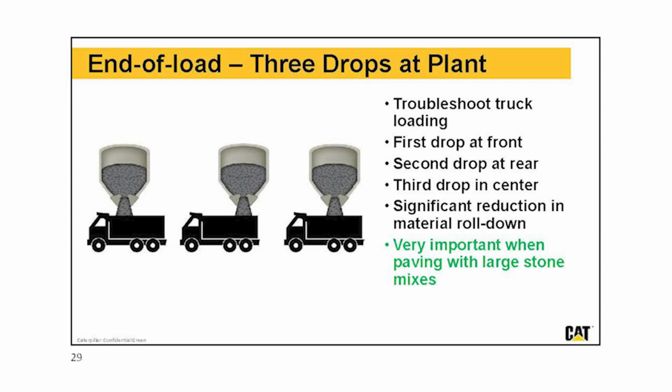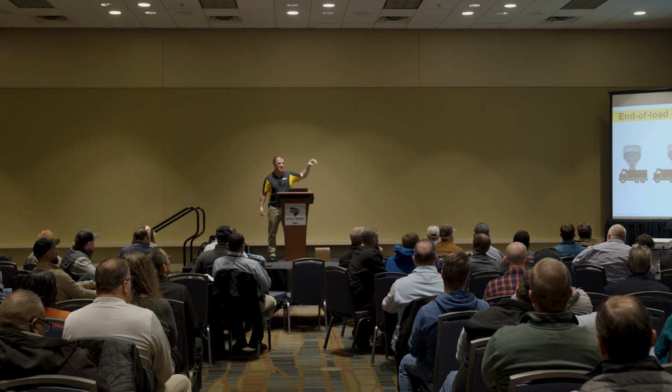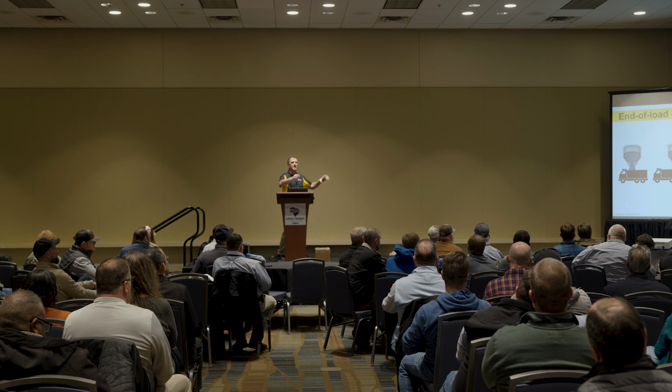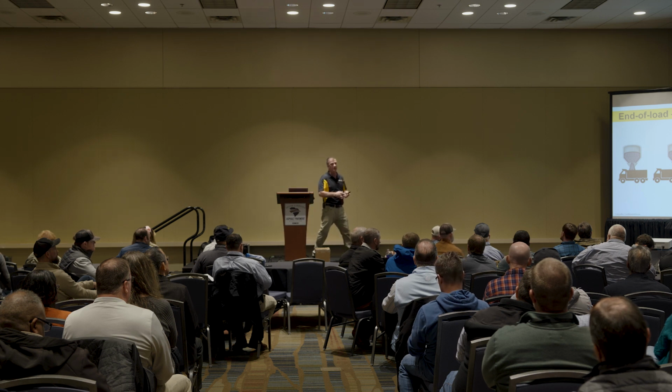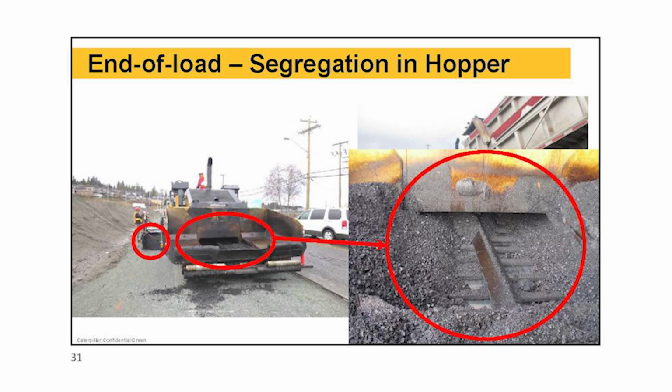So we get that end of load segregation from running that hopper level low. Drops at the plant, so loading a truck, three-drop method. I think we've mostly all heard of that, right? One at the front, one at the back, and then the last drop in the middle, just to minimize, again, the big rocks rolling to the outside edges of that truck box and not getting all those big rocks coming out in one shot. It's still going to happen, but we try to minimize it.